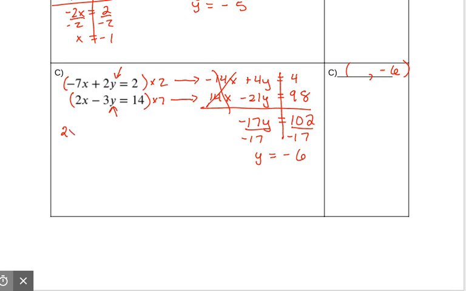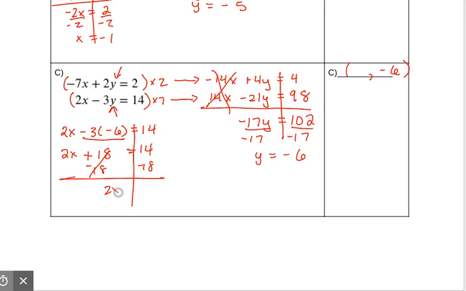So I have 2x minus 3 times negative 6 equals 14. Negative times a negative, that would be a positive 18. And then I go ahead and solve. Minus 18 on both sides, I get negative 4. Divide by 2, I get negative 2. And I would get negative 2, negative 6.